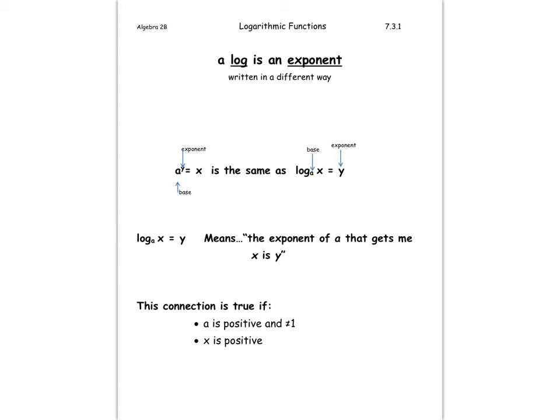There are two conditions that you have to match. The two conditions are that a has to be positive and not 1, because if the base is 1, then it's just going to stay 1 no matter what your exponent is. And that the x has to be positive. It's impossible to take the log of a negative number. That gets you an error message.